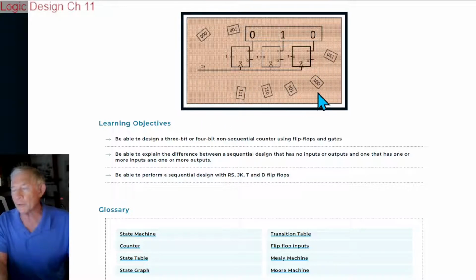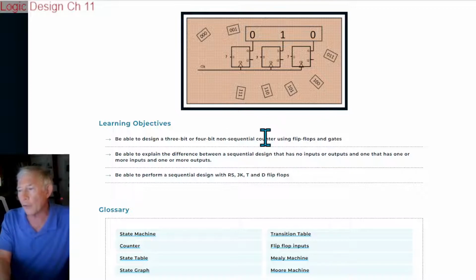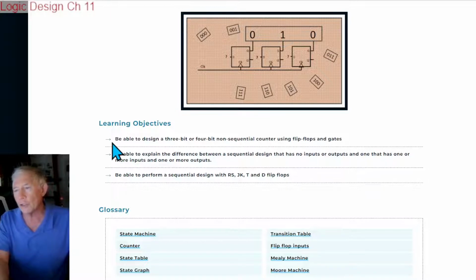And maybe there'd be some sequences that we wouldn't include in our desired count sequence. We call this a non-sequential counter. So you need to be able to design one of those with 3 or 4 bits, or for that matter, even more if you really needed to.